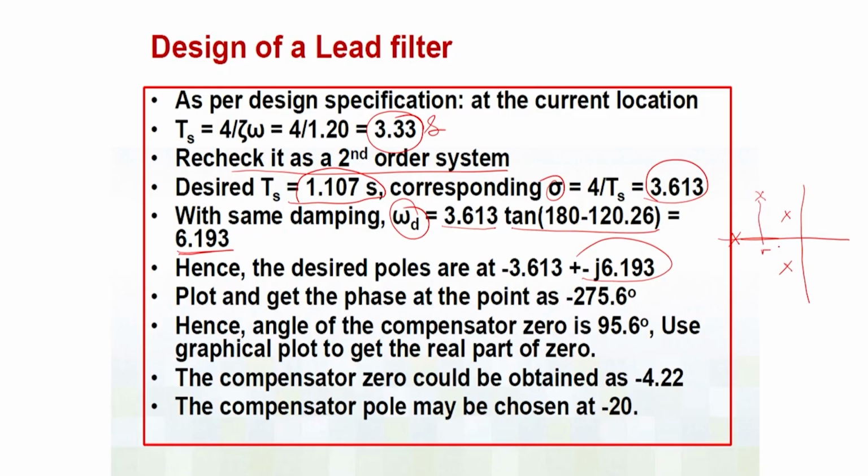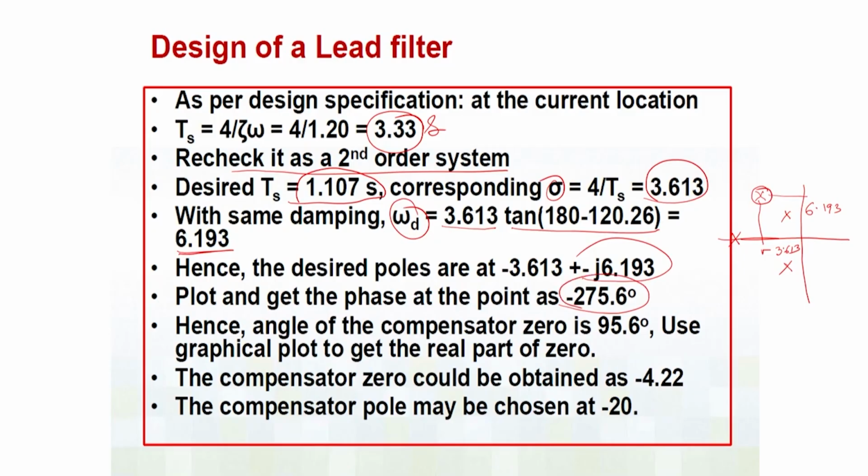So, this value should be 3.613. And also I know that the j value should be 6.193, but the moment I add this pole, my root locus has to pass through this pole. So, the phase condition has to be satisfied. If I try to measure the phase due to the inclusion of this pole, I would say that if the root locus has to pass through this point, the phase will be minus 275.6.